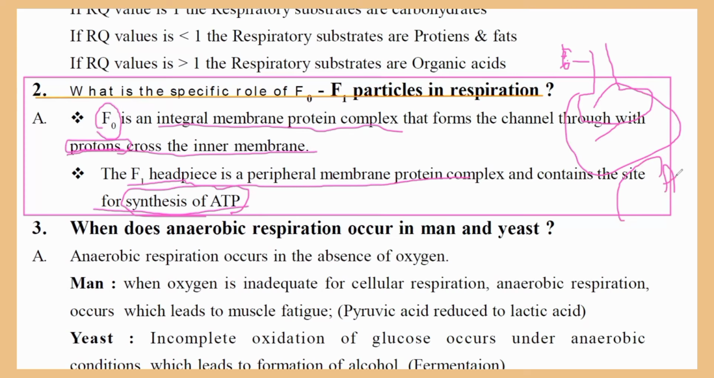Here what happens? One ATP is converted into ADP, and one ADP is converted into ATP. Here only ATP is formed. So ADP is converted into ATP in F1. Why? Because F1 is the headpiece.